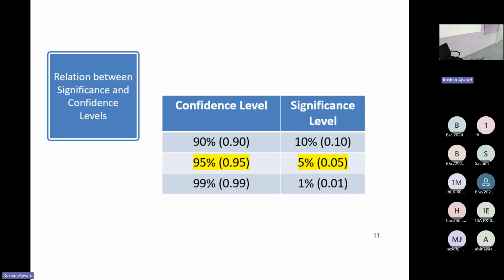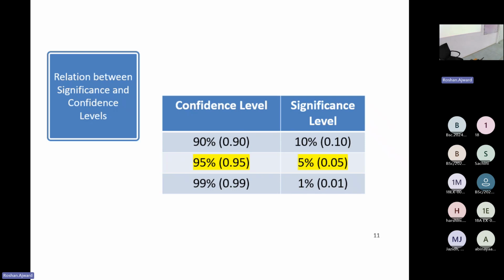You can see here, if confidence is 90%, what's the significance level? 10%. Because both together is 100%. So either you can express things as the confidence level or the significance level. If the confidence level is 95%, what's the significance level? If the confidence level is 99%, what's the significance level? 1%. 99 and 1 is 100. So either you can express things as a confidence level or the significance level.